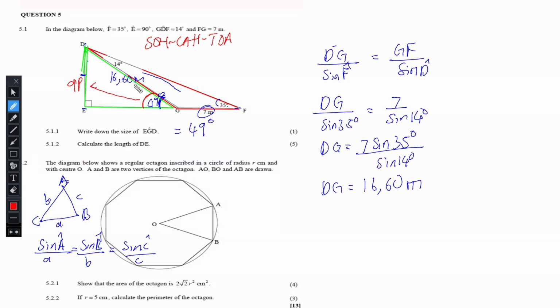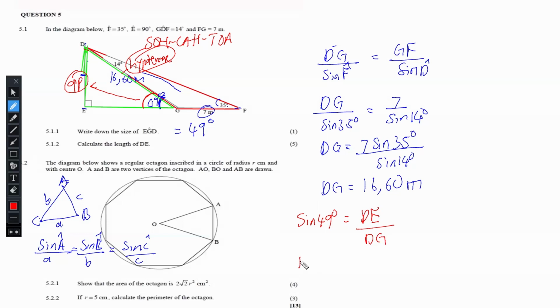and then the 16.60 meters for DG that I just found is the what? Hypotenuse side. Now, which trig ratio must work here? I have the hypotenuse and I'm looking for the opposite. So looking at this, we can see it's sine. So again, I can say sine 49 degrees is equal to the opposite, which is DE, over the hypotenuse, which is now the DG there.